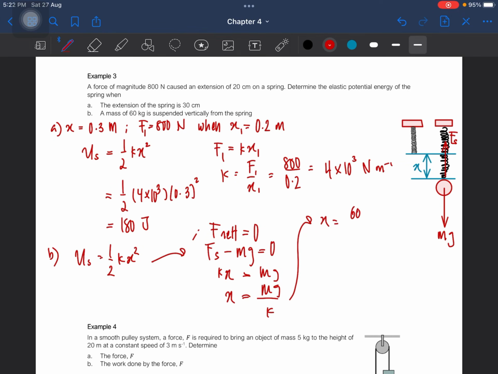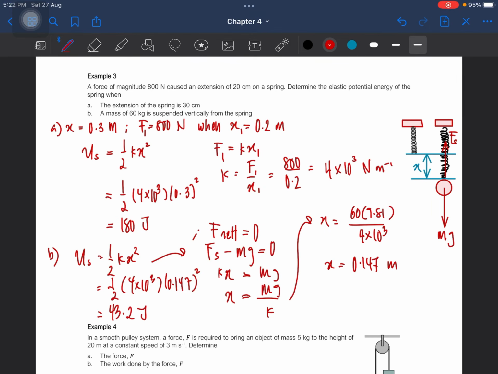So x is equal to 60 times 9.81 divided by 4 times 10 to the power of 3. So x is equal to 0.147 meter. Okay, so substitute sajalah over here. That is square. So the elastic potential energy is equal to 43.2 joule. Okay.